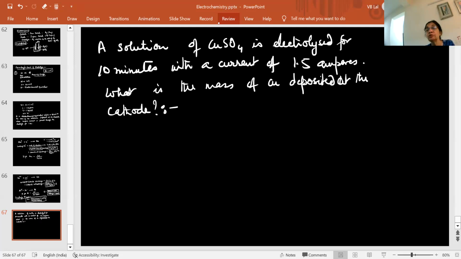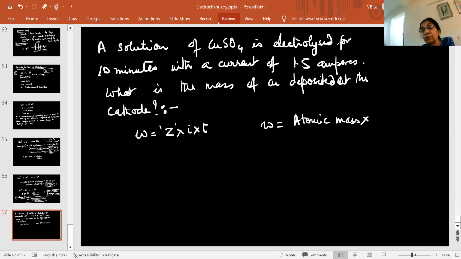Okay, so you have to do this question. What is the formula that we have? W is equal to Z into I into T. I have simplified this formula and put it for you. So the simplified formula is W is equal to atomic mass into I into T divided by valency of the element into 96500. So what will W be equal to?